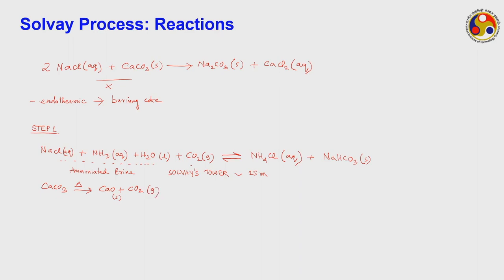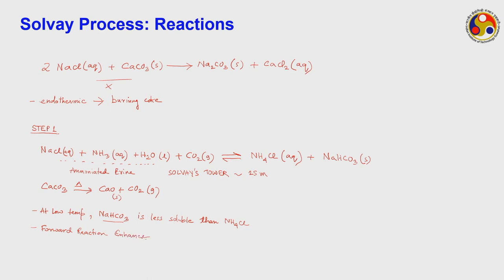This CO2 is then consumed in the Solvay's main reaction. The issue with this reaction is that at low temperature, NaHCO3 is less soluble than NH4Cl. Because of this, it can be easily crystallized. So it is crystallized out. What happens if the NaHCO3 is crystallized? One of the products is taken out, so the reaction moves in the forward direction. The forward reaction is enhanced, so you take it out.